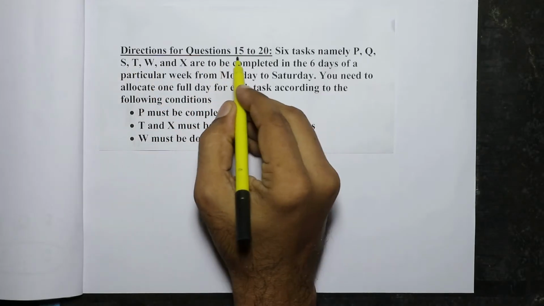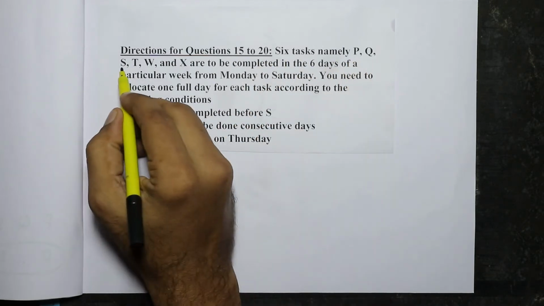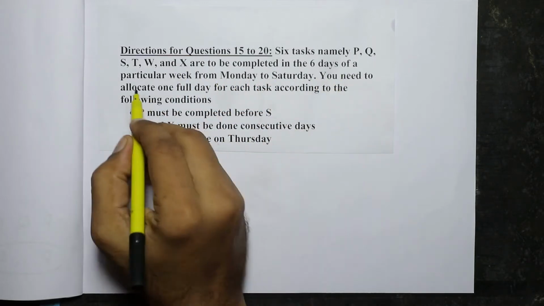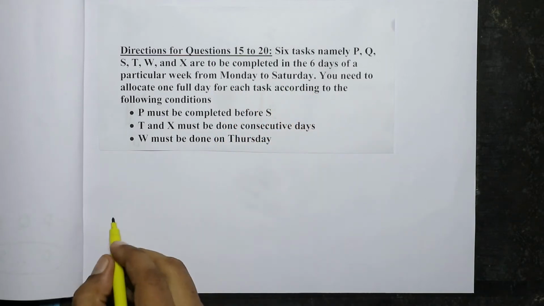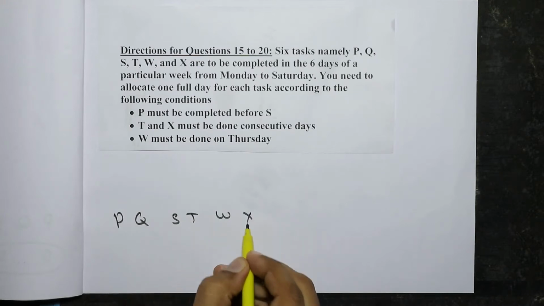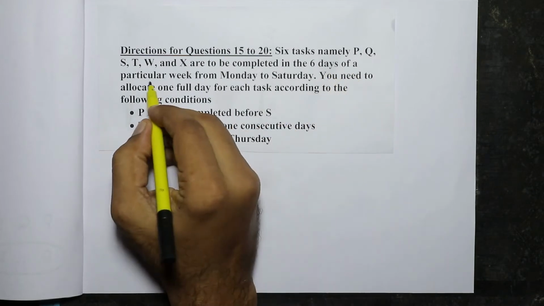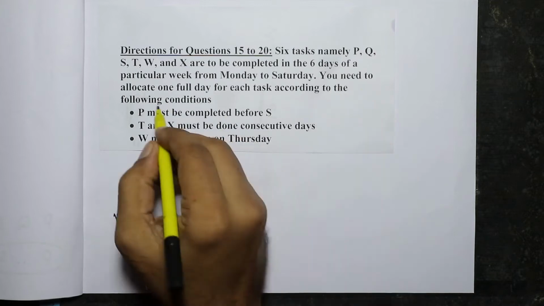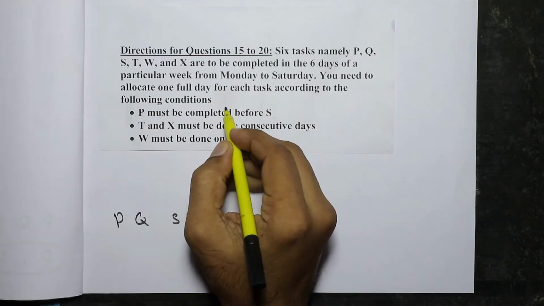Directions for questions 15 to 20. 6 tasks, namely P, Q, S, T, W, X, are to be completed in 6 days of a particular week from Monday to Saturday. They are to be completed in the 6 days of a particular week from Monday to Saturday. You need to allocate one full day for each task according to the following conditions.